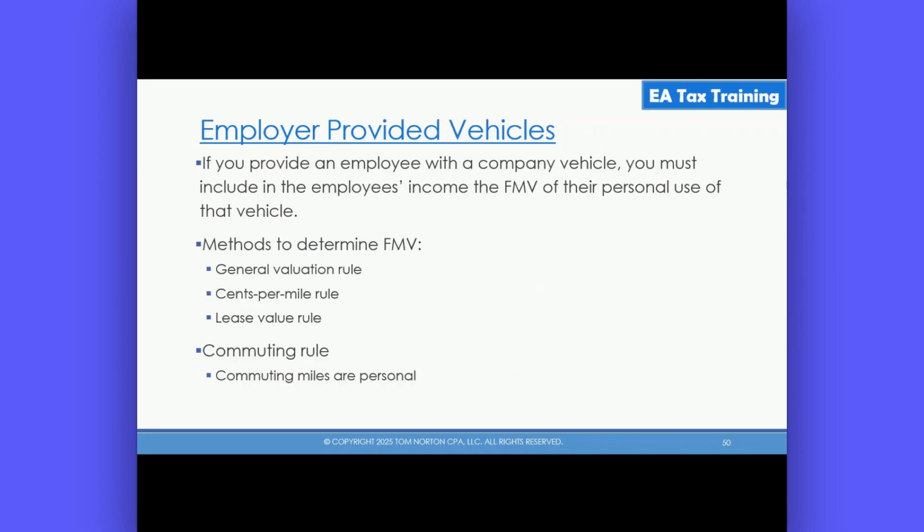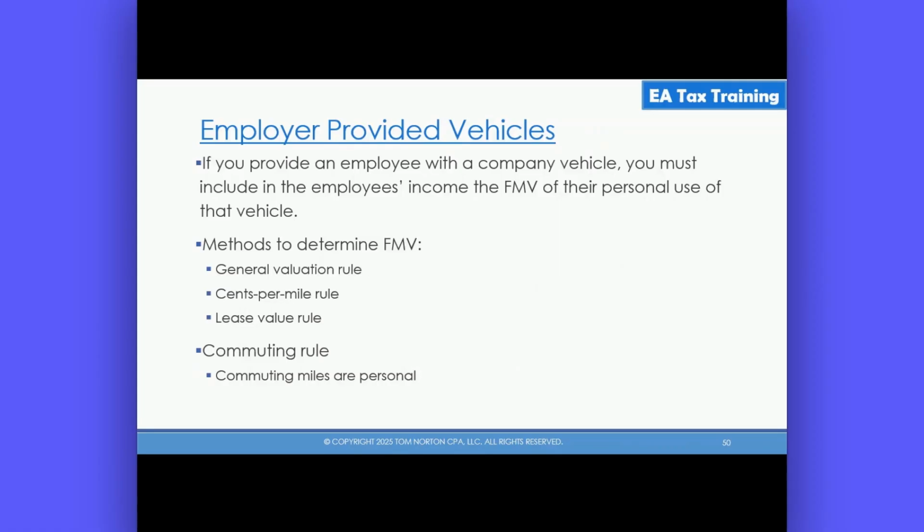If you provide an employee with a company vehicle, then you must include in the employee's income the fair market value of their personal use of that vehicle. And there's three ways to determine their personal use. You've got something called the general valuation rule, the cents per mile rule, and the lease value rule. We're going to talk about all of those.